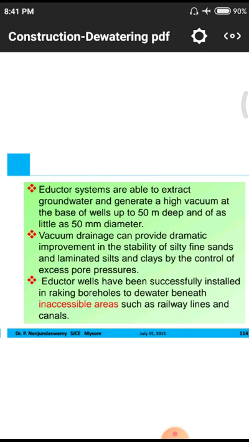And the next one is laminated silts and clays by control of excessive pore pressure. Here we are using the term laminated. Why? Because the sands are very much bond free. Bond free means there is less bond between these sandy soils and silty soils. Why? Because their particle size is very high.